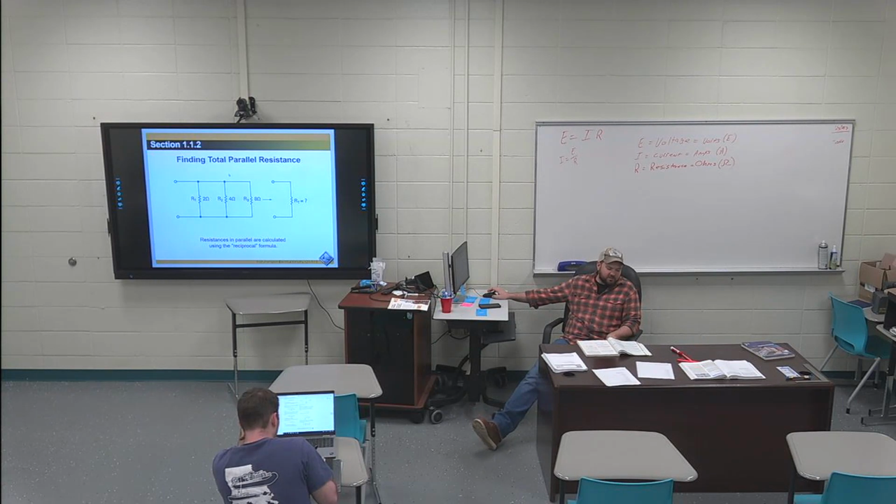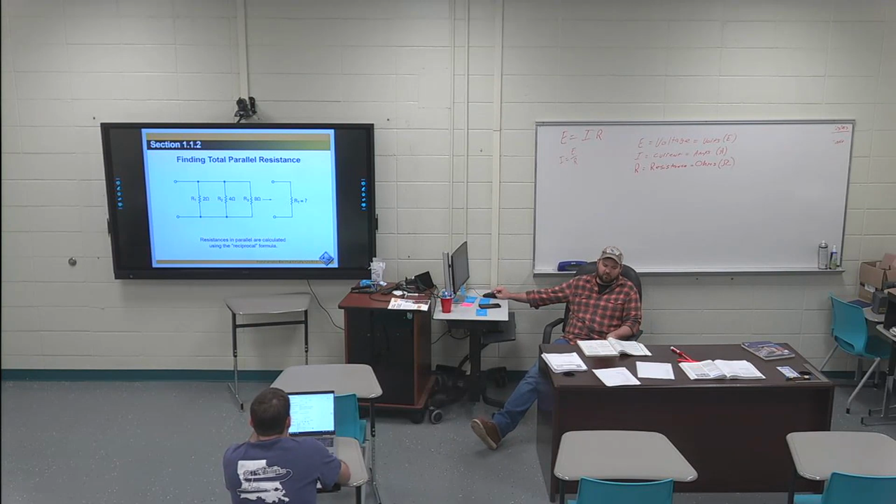So I have the equation for resistance in parallel: resistance total equals 1 over R1 plus 1 over R2 plus 1 over R3 plus 1 over R4. You should have that. You're going to have several questions that use that formula, right?